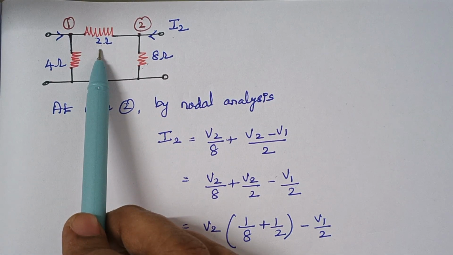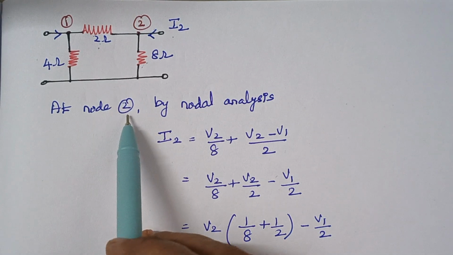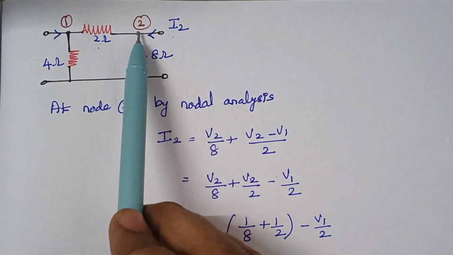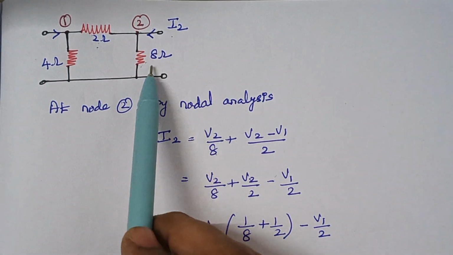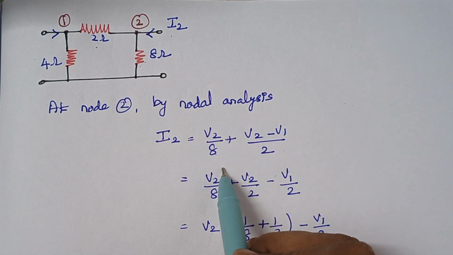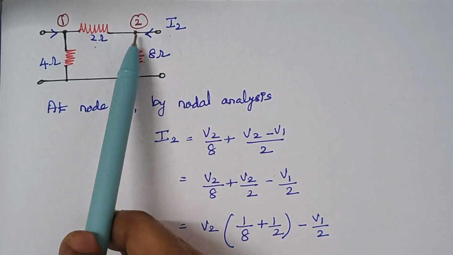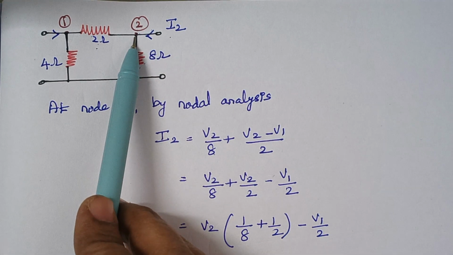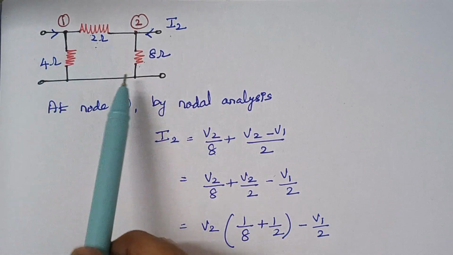Why are we writing it as V2 minus V1? Because we are writing nodal equations at node 2, so node 2 should be written first. It should be given much more importance. For the first term it is okay, because this 8 ohm is connected only with node 2, so it is written as V2 by 8. But this 2 ohm is connected between 1 and 2, and we are writing nodal equations for node 2, so we have to write it as V2 minus V1 divided by 2.